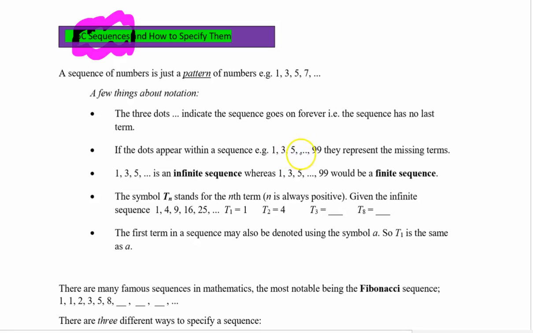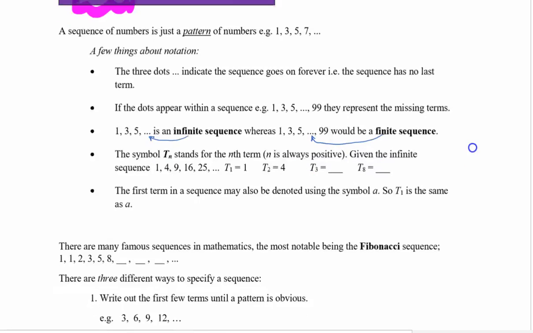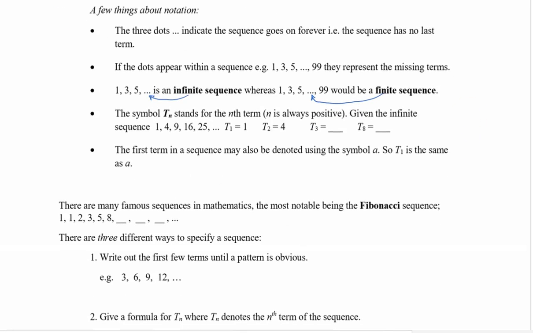So we're going 1, 3, 5, but we do stop at 99 according to this particular sequence. If we have an infinite sequence, then obviously the dots are on the end. So infinite, dots are on the end, going on forever, whereas finite, definite, then the dots are in the middle, and you can see there's a definite last term in the sequence.